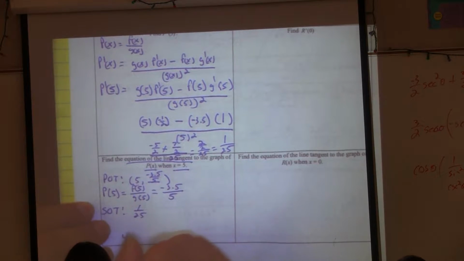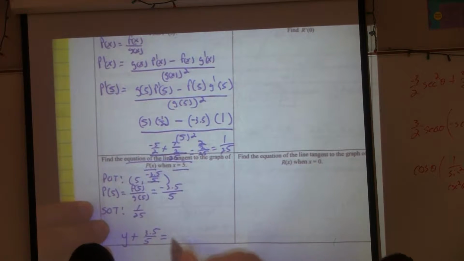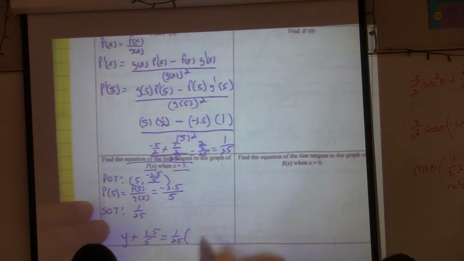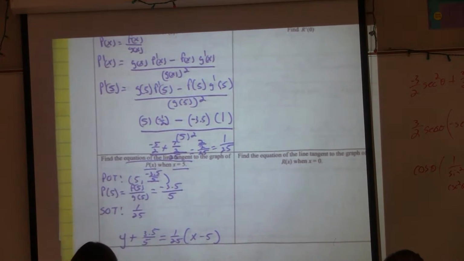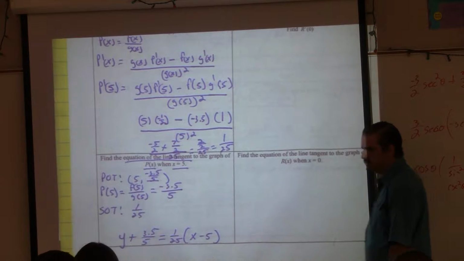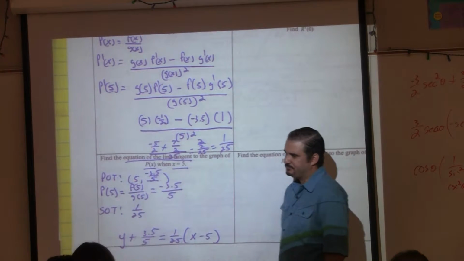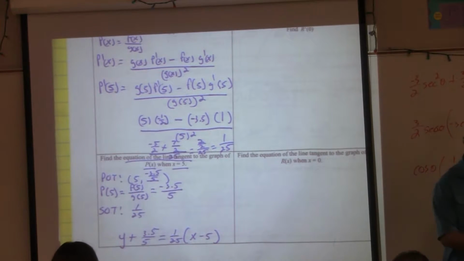Let's do it. Y plus 3.5 over 5 equals 1 over 25 times x minus 5. Super easy? Alright, let's try the next one.